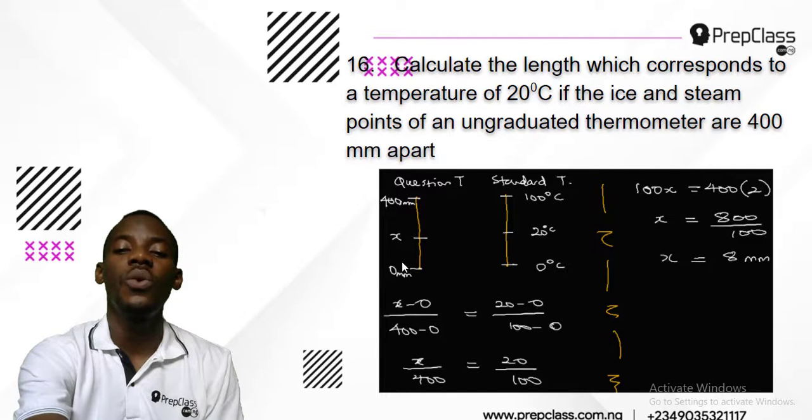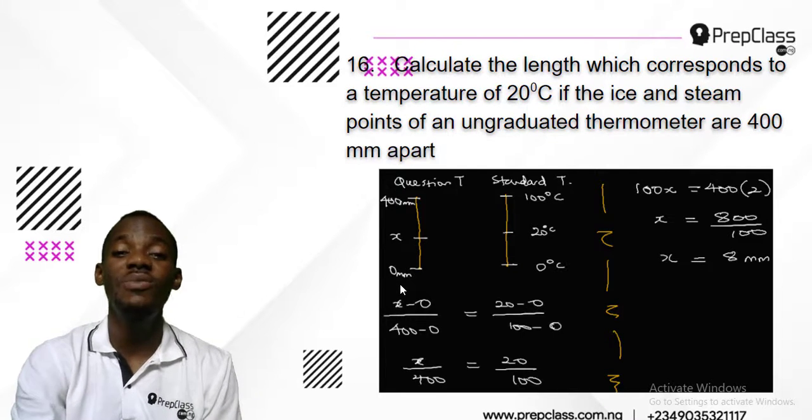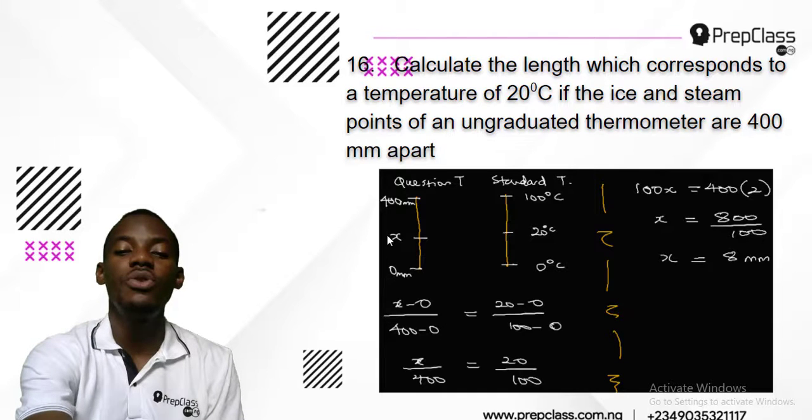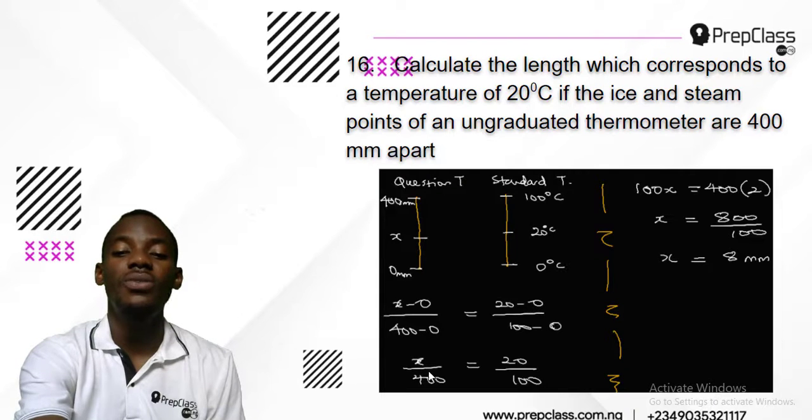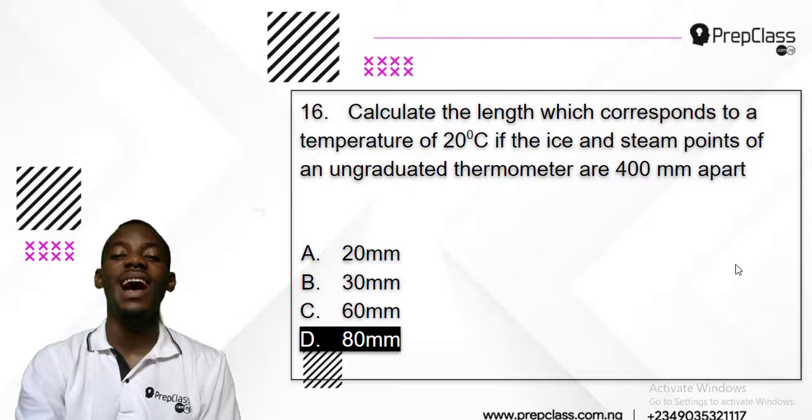The first thing to do is to say from the middle here, x minus 0 over 400 minus 0 equals the same thing here, 20 minus 0 over 100 minus 0. Now x minus 0 is x, 400 minus 0 is 400, equals 20 minus 0 is 20, 100 minus 0 is 100. Then you cross multiply. That will give me 100x equals 400 times 2, giving me 100x equals 800. So dividing by 100, I will have 800 divided by 100, that's 8 millimeters.